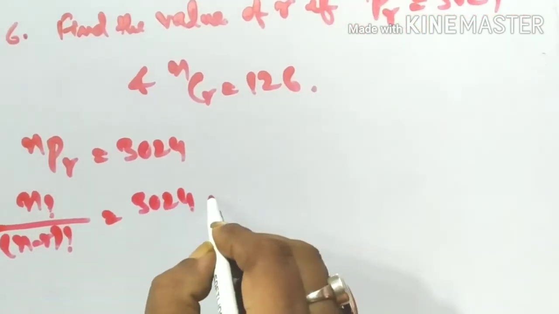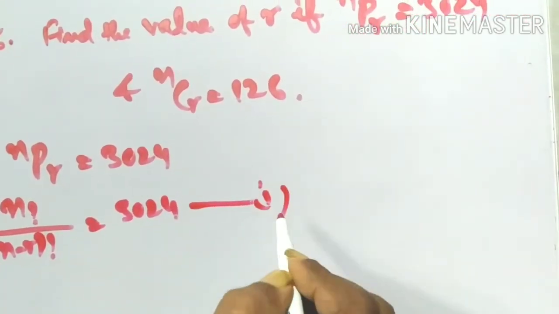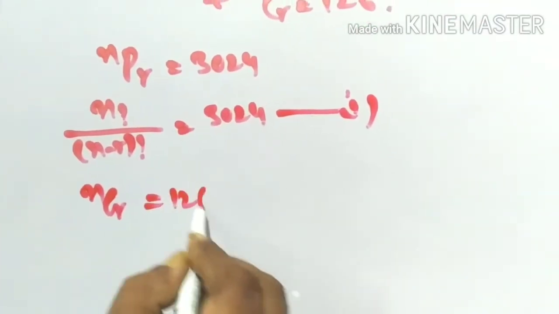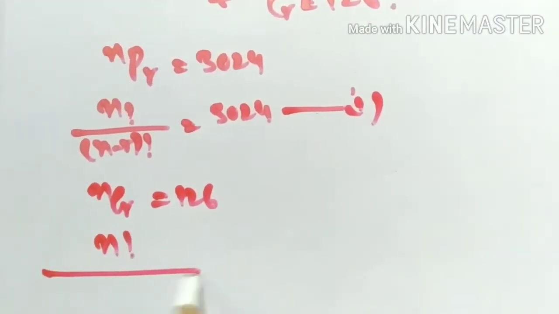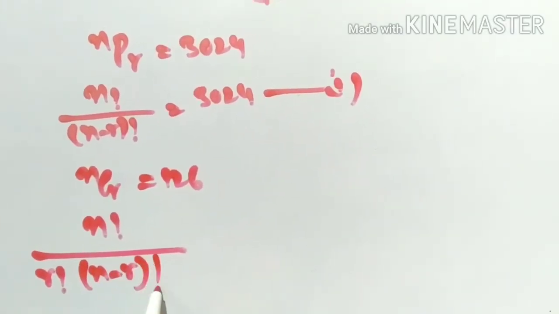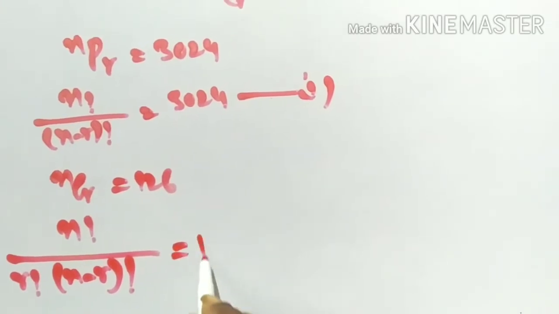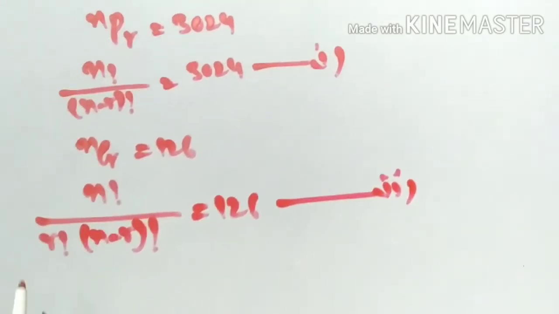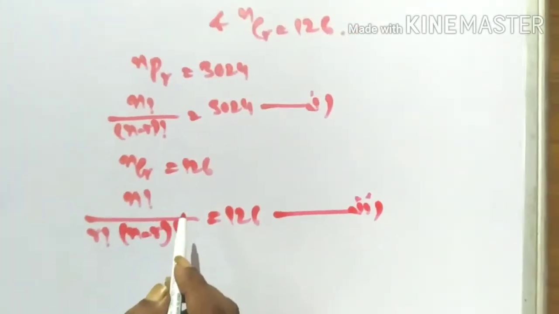Now we take this as equation 1. The second, nCr is equal to 126, n factorial by r factorial into n minus r factorial. This is equal to 126. We take it as equation 2. This is equation 1 and this is equation 2.